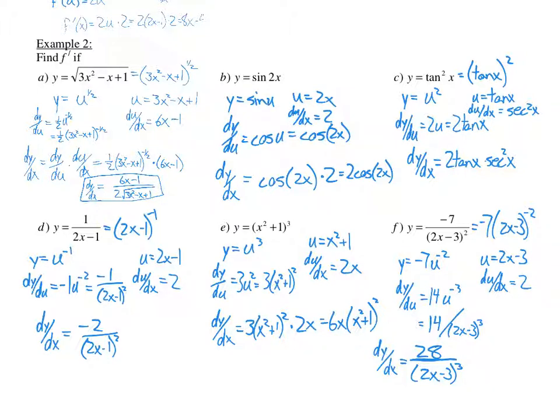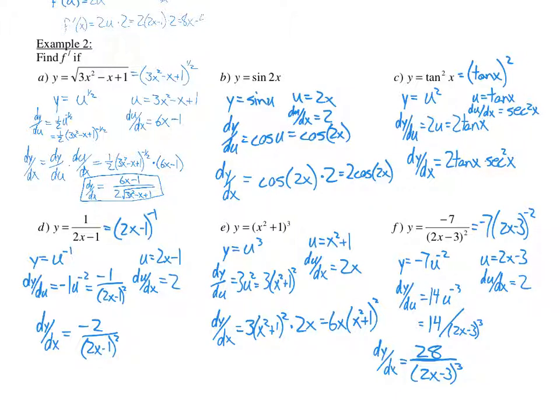All right, let's go over our answers here. B. What did we get? Come on, someone be brave. What's our answer? 2 cosine 2x. Yeah, you got it right. Correct. Be confident. All right, good. 2 cosine 2x.